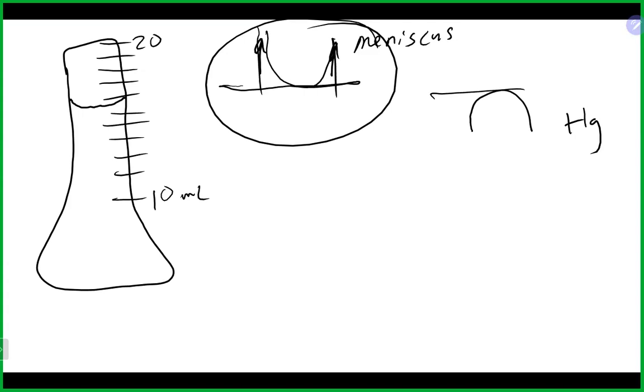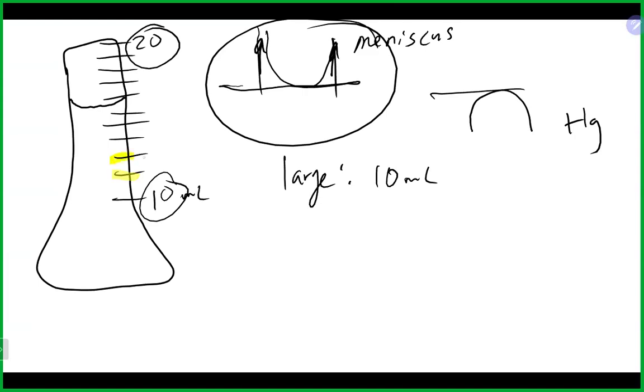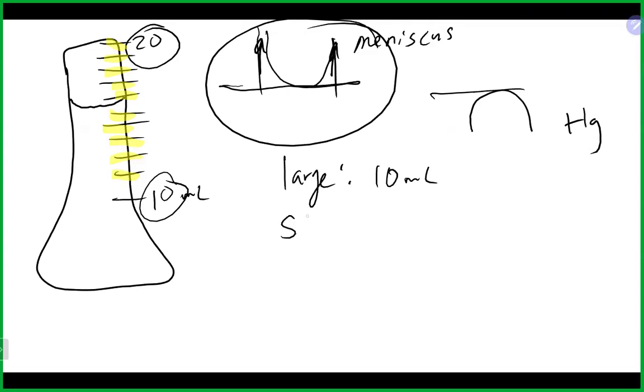So we still want to do the same thing here. When we look at our scaling, we got a 10 and a 20. The large value here is 10 milliliters. We also want to count how many dashes we got between. We got 1, 2, 3, 4, 5, 6, 7, 8, 9, and 10. So we have 10 dashes between 10 milliliters. 10 divided by 10 means that each of the small markings in this case is 1 milliliter.